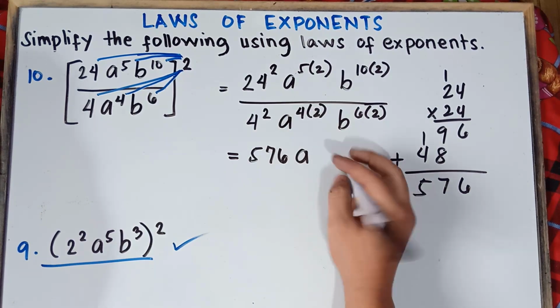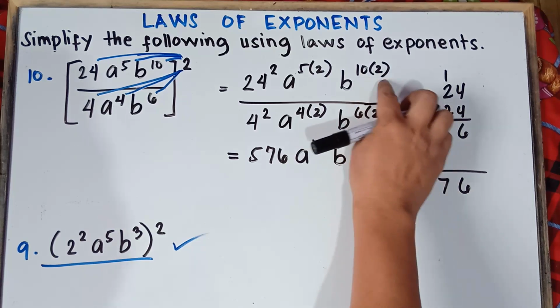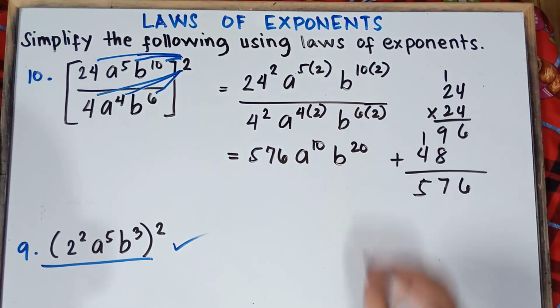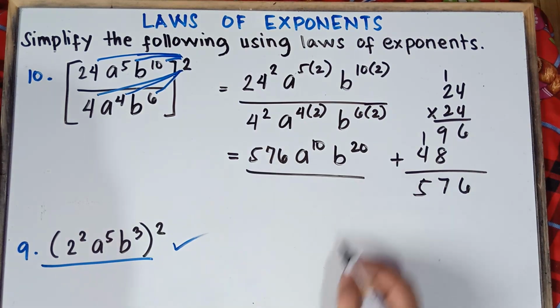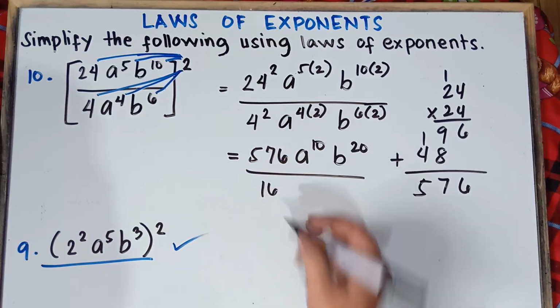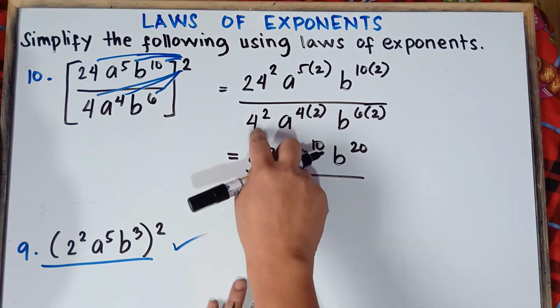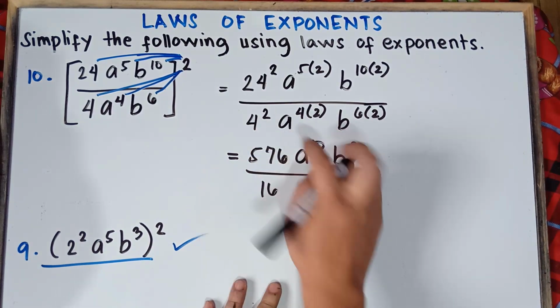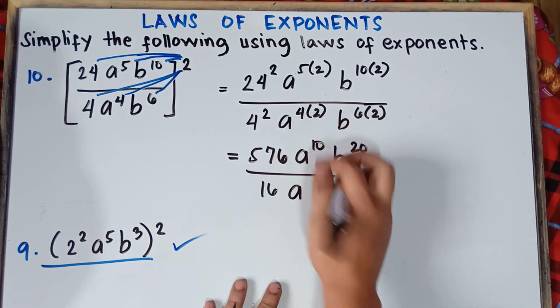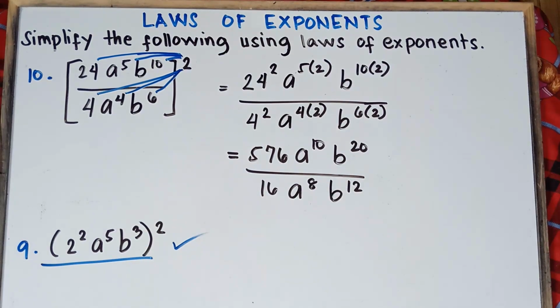Copy A, and then 5 times 2, that's 10. Copy B, and then 10 times 2, that's 20. And then over 4 squared, which means 4 times 4, that would be 16. Once again, class, 4 squared doesn't mean 4 times 2, it means 4 times 4, that would be 16. And then copy A, 4 times 2, that's 8. Copy B, 6 times 2, that would be 12.